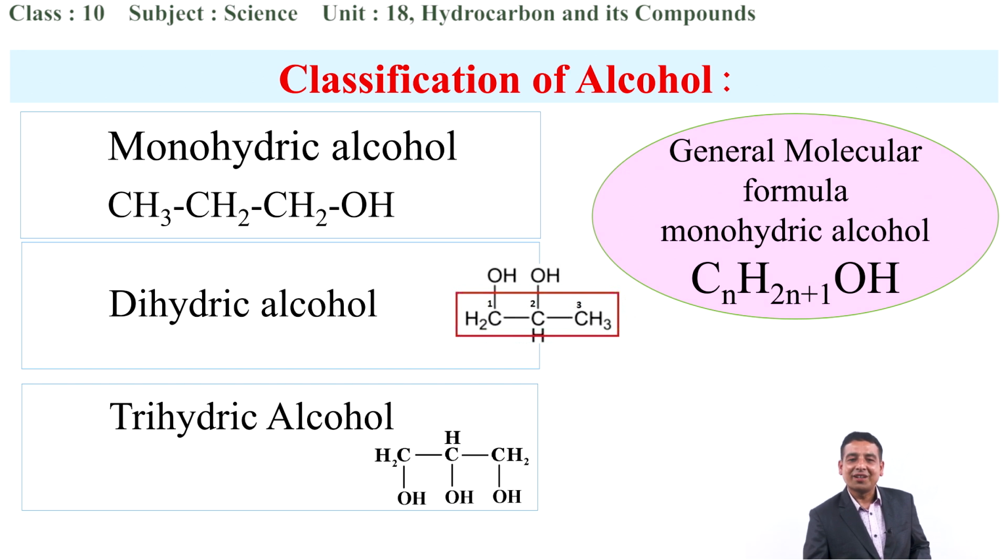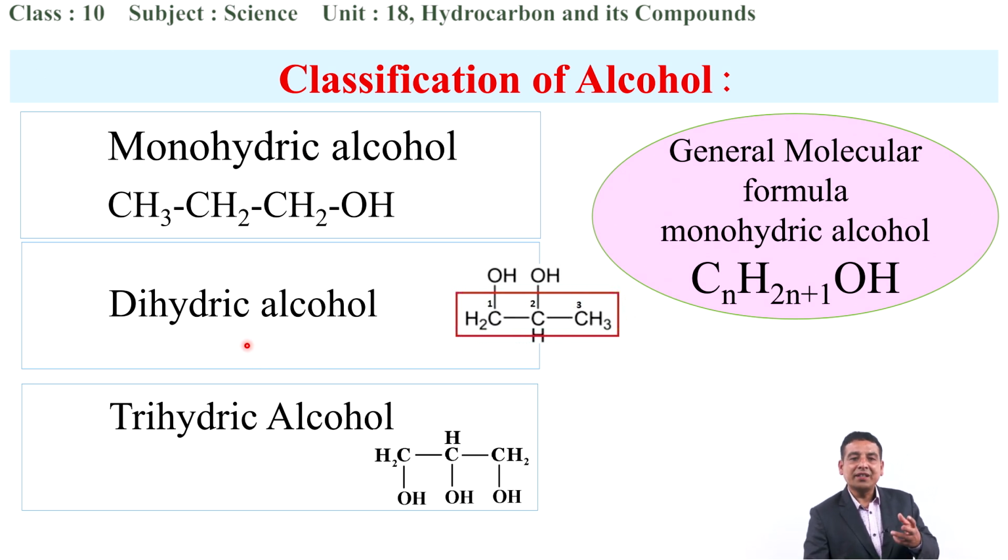monohydric alcohol. Monohydric means the alcohol consists of only one hydroxyl group. So, you can see here CH3, CH2, CH2 as well as OH. So, you can see only one hydroxyl group. So, mono represents one, and hydric refers to the hydroxyl group. Generally, it is called monohydric alcohol.